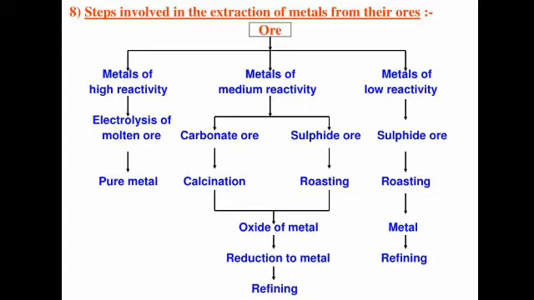Similarly, the metals of medium reactivity may form carbonate ore or sulfide ore. So if the ore is carbonate ore, it is extracted by calcination, and if it is sulfide ore, it is extracted by roasting. After roasting and calcination, the metal becomes oxide, and this oxide of metal is then reduced, and after reduction we obtain a metal that is purified by refining.